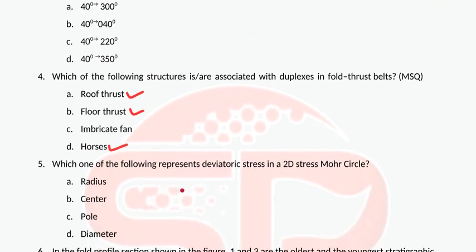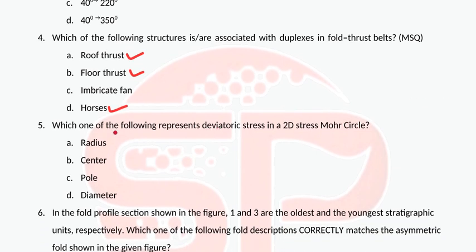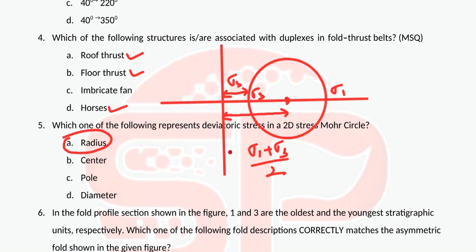Which of the following represents the deviatoric stress in a 2D Mohr circle? Deviatoric stress will be represented by the radius. Deviatoric stress means the stress minus the mean stress. The mean stress will be sigma 1 plus sigma 3 by 2, so this will indicate the mean stress. If you subtract sigma 3 from the mean stress, you will get this much. This is the radius. So deviatoric stress in a 2D Mohr circle is represented by the radius.